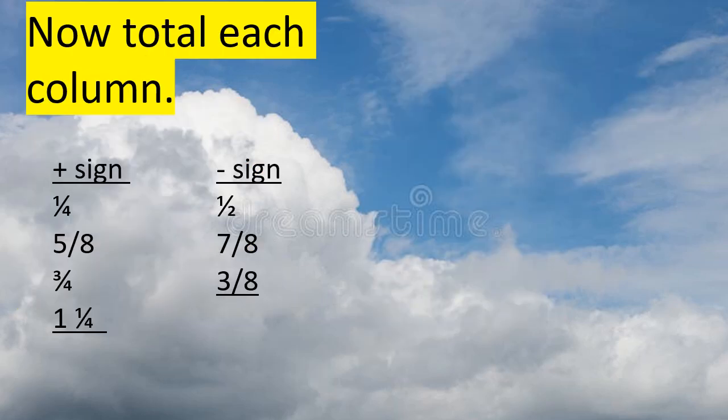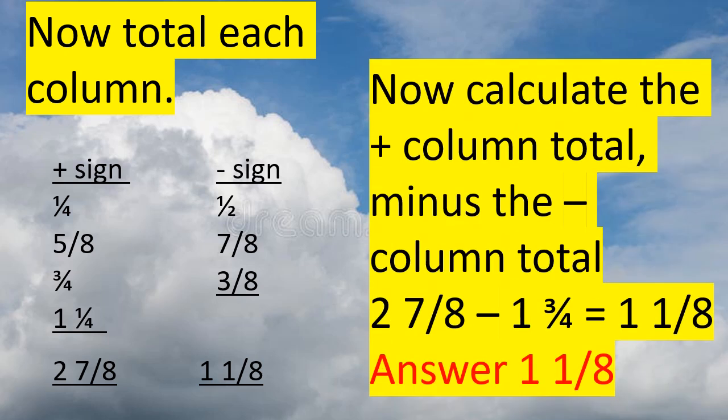Now you total each column. So the plus column, the total is 2 and 7 by 8, and the minus column is 1 and 3 by 4. Now you calculate the plus column total minus the minus column total. So we're saying 2 and 7 by 8 minus 1 and 3 by 4 equals 1 by 8. And that is the answer, 1 by 8.